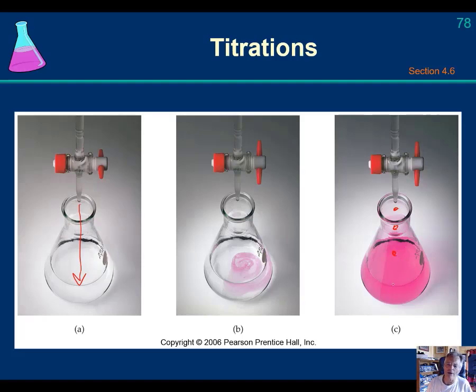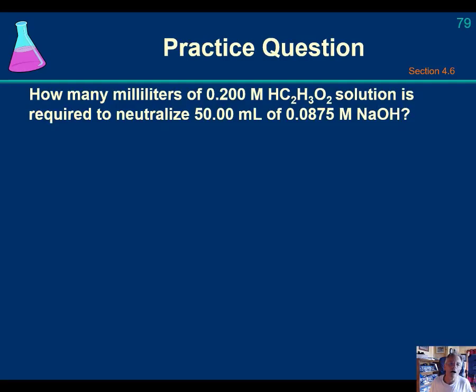And you continue the titration until you get that persistent color change, and then you are done and you can do your calculations. All right, here is a titration problem which describes a particular situation. Let's see where we are.